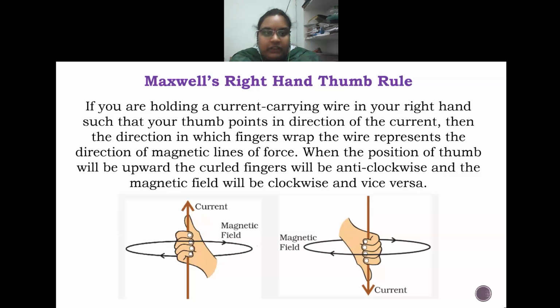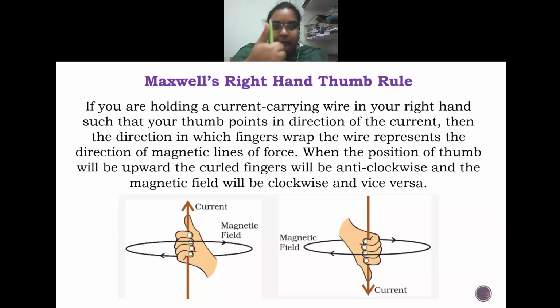So what does this state? Let us see. If you are holding a current carrying wire in your right hand such that the thumb points in the direction of current, then the direction in which the fingers wrap the wire represents the direction of the magnetic lines of force. So if there is a current carrying conductor, we have to place it in our right hand and make sure that our thumb represents the direction of the current.